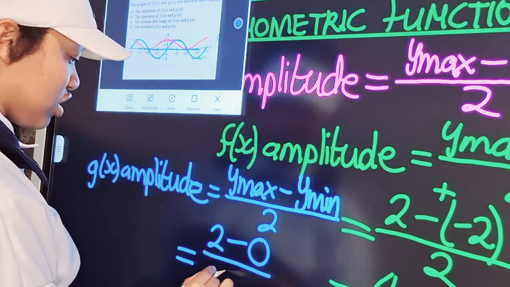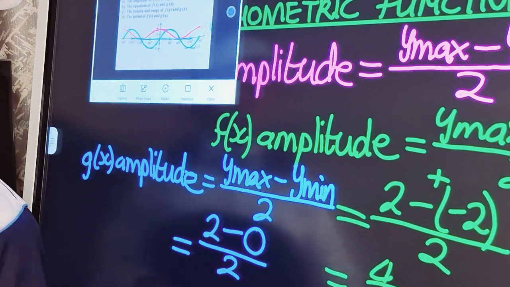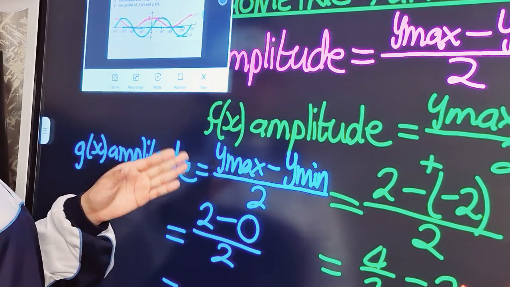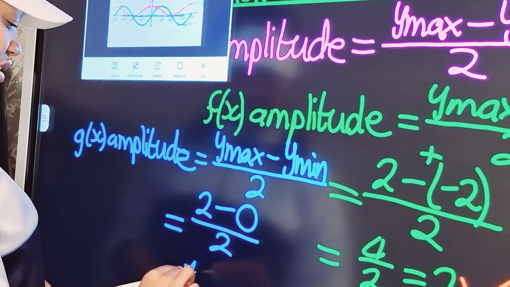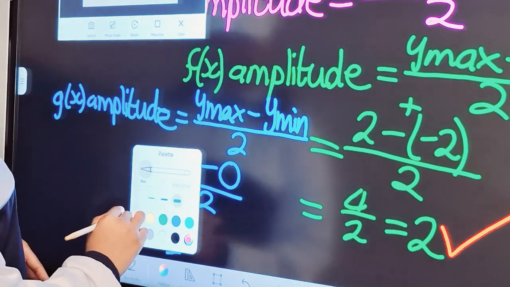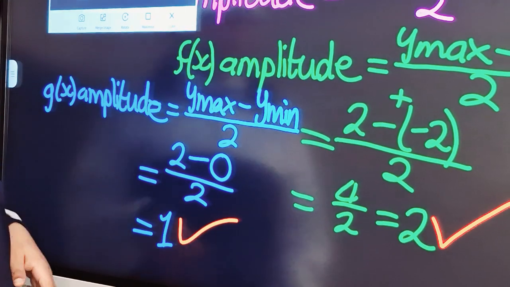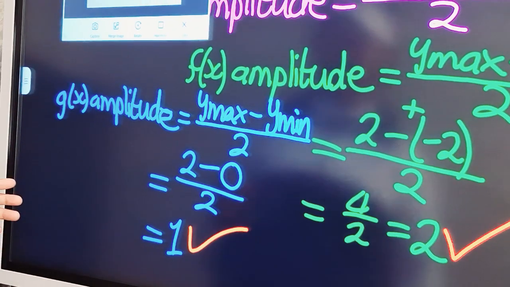So it equals 2 minus 0, then divide by 2. 2 minus 0 remains as 2. So we have 2 over 2, which gives us 1. This is the amplitude of the other graph. So amplitude is very, very easy.